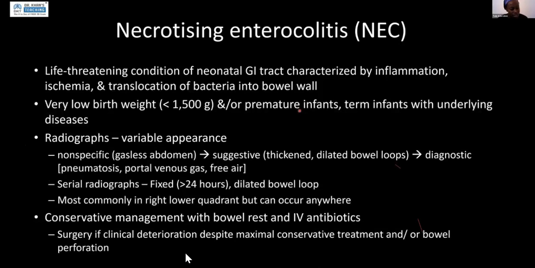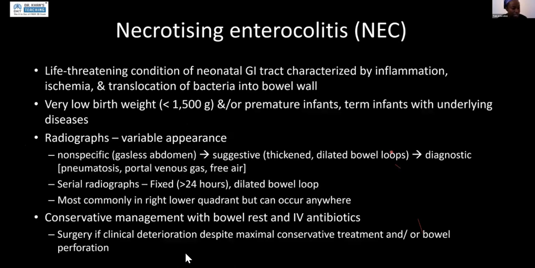Also, there are some things that are suggestive of NEC, which might raise the concern, particularly if you're reporting a radiograph of a premature infant, such as thickened or dilated bowel loops. And like I said, a non-changing bowel gas pattern over a series of plain films always makes me raise the flag to say, could this be NEC?